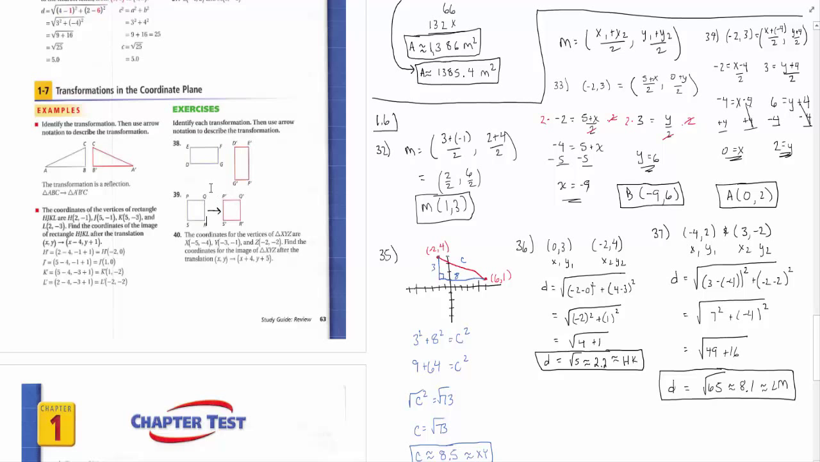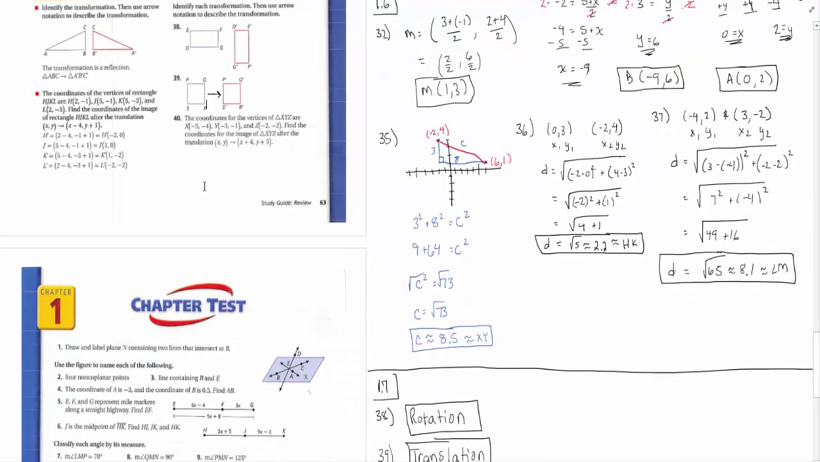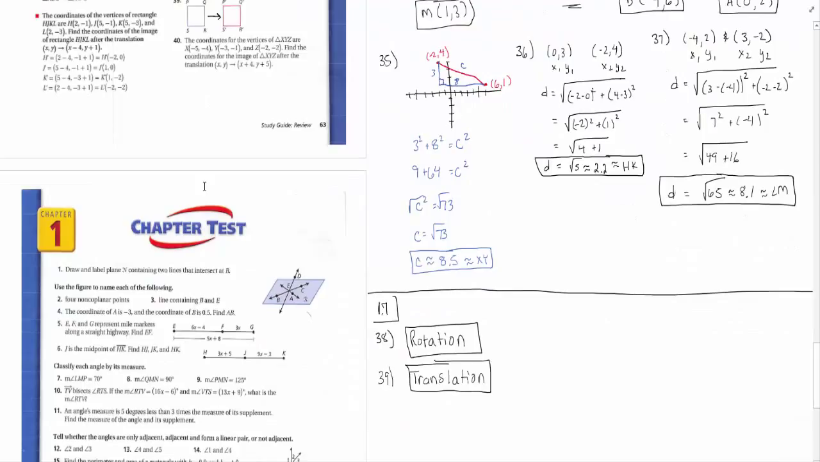Alright, and finally we have number 40. They're giving us coordinates, and we want to find the coordinates for the image. Now remember, when we do a translation, we're going to have A, B, C, or those points that represent our figure. Say it was like a triangle. You don't know this yet, but it'd be a triangle if I did that. If I translate it, this is our pre-image. Our final value would be A prime, B prime, C prime. That would be our image.